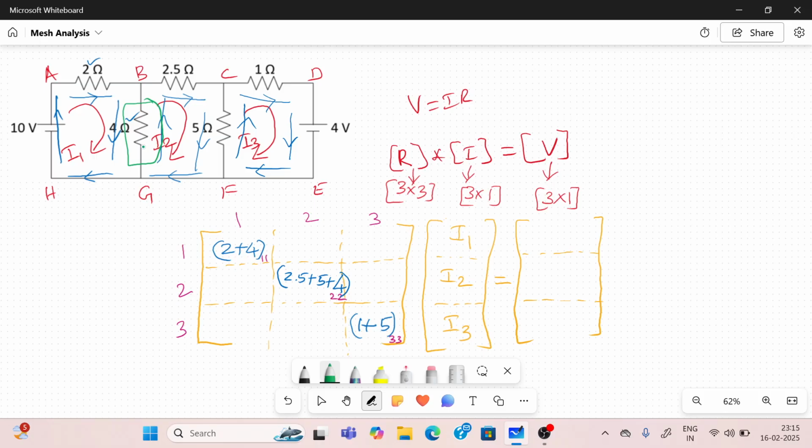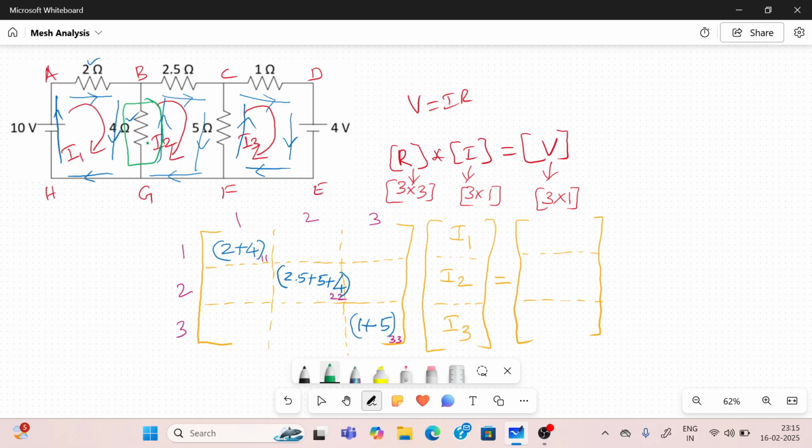So when you are looking into that, you want to check the current directions. If the 4 ohm resistor is carrying two currents, I1 and I2, and both I1 and I2 are in the same direction, then the off diagonal should be a plus of that resistance.